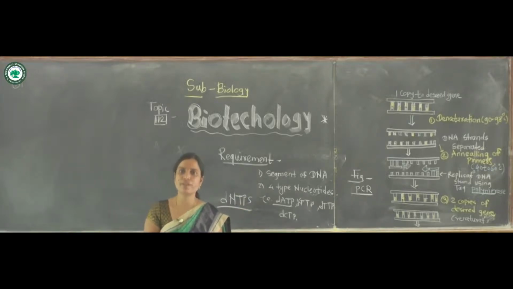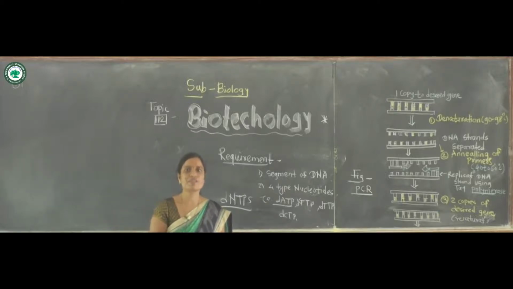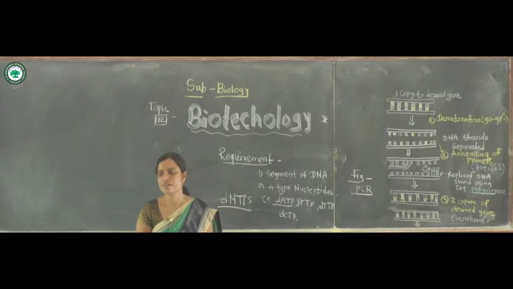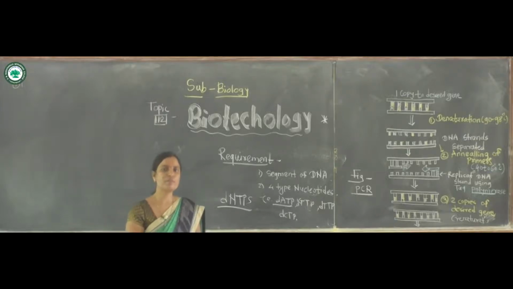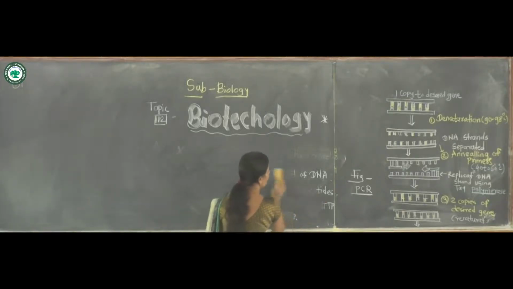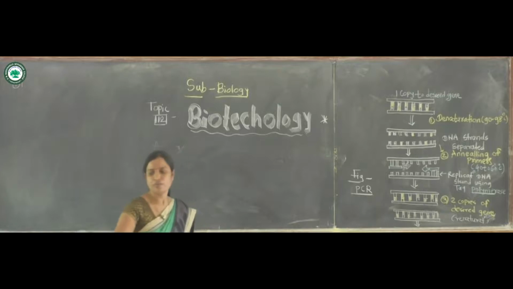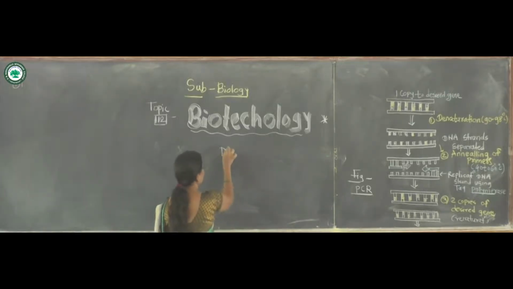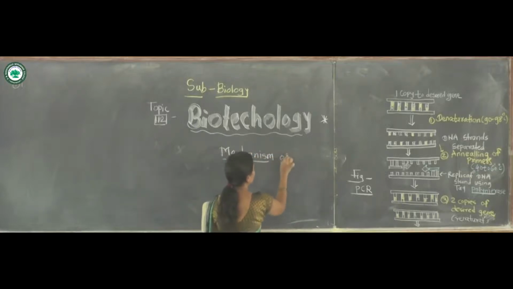Another requirement is Taq polymerase. This enzyme is most important. Taq polymerase, Mg++ ions are also required for this process, and 2 primers are also an important requirement for this PCR technique. These requirements are very important for these machines or PCR techniques. And now the mechanism of PCR machine.